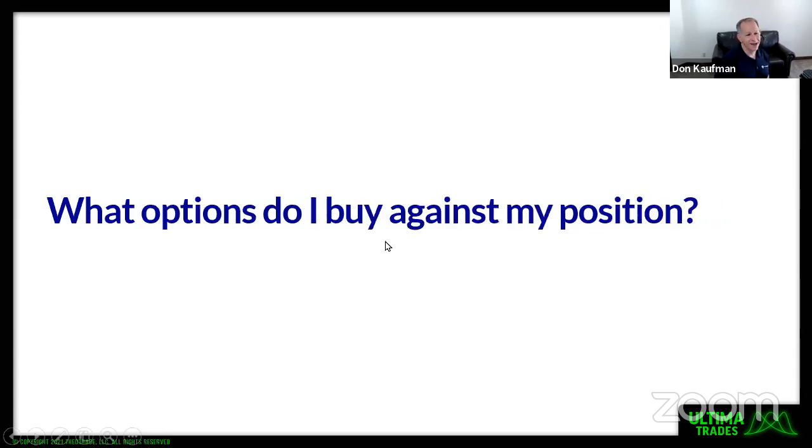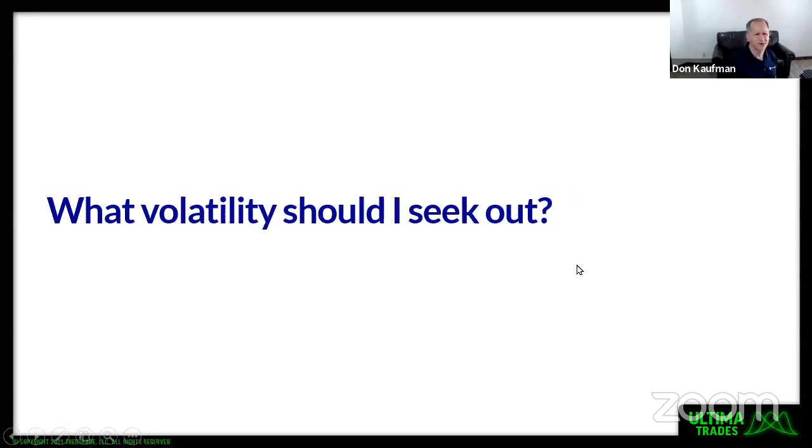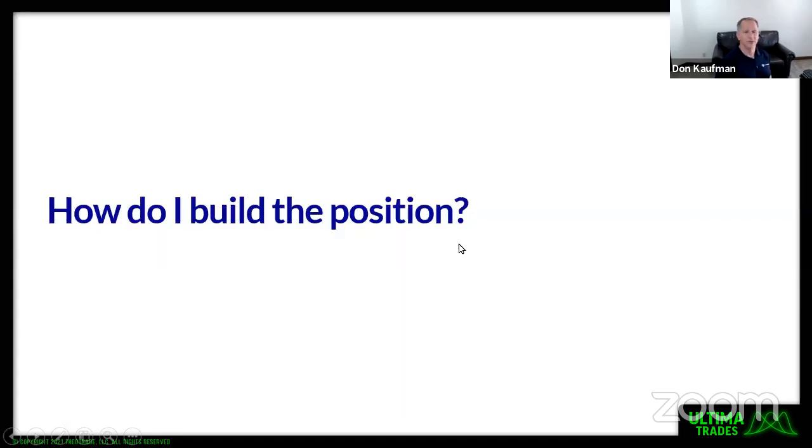What options do I buy against my position? So not only do we get you into the position, what volatility, what expiration, what the delta should be, then you've got to actually go out and buy options against the position, the hedge. How do I even build the position?